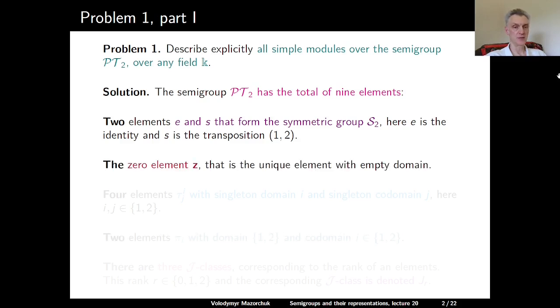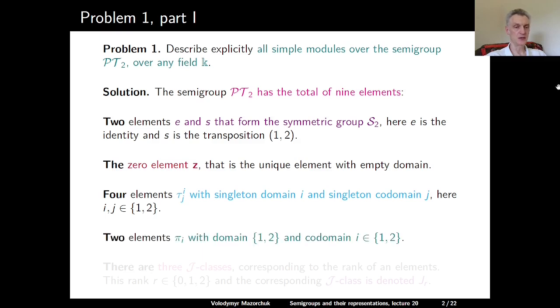We have the 0 element, which we denote by Z. That's the unique element in PT2 with empty domain, so of rank 0. We have 4 elements which we denote by tau_ij. These are elements of rank 1 with singleton domain {i} and singleton codomain {j}. Both i and j are elements in the set {1, 2}.